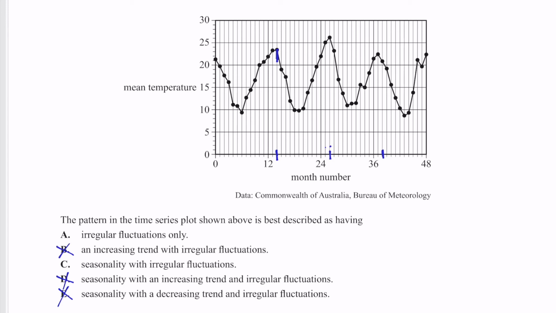There is a peak here with mean temperature. So yes, there is seasonality. So I would say seasonality with irregular fluctuations. It's not just irregular fluctuations. Irregular fluctuations just means that there's random peaks at random times throughout the year. As we can see here, we can have a couple of irregular fluctuations here and there. So that's what irregular fluctuations means. So C is our answer.